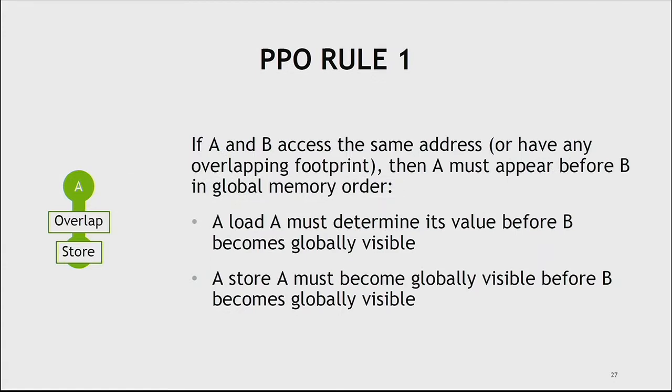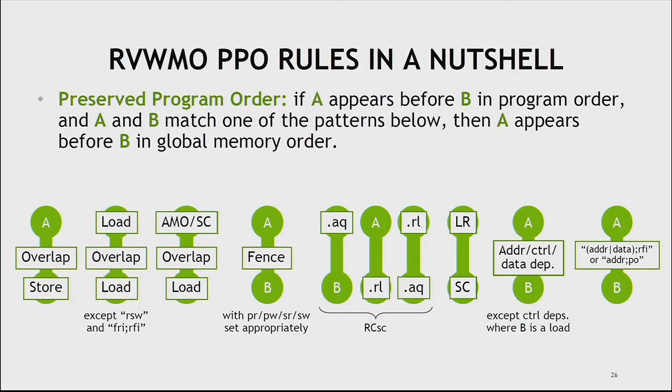So rule number 1 says that, remember, the legend for all this, A and B are 2 instructions, 2 memory operations that are in program order, so they're laid out that way in the original program. And we want to know whether A and B have to stay that way as they appear in the global memory order, that total order over the loads and stores.